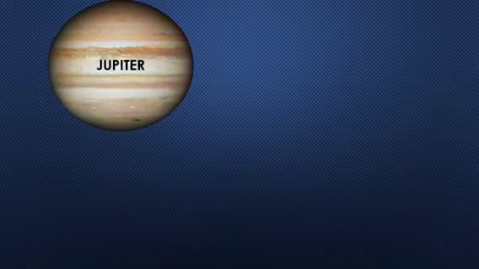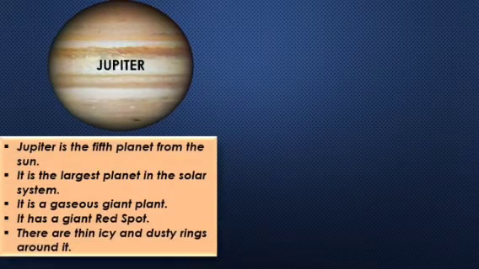Jupiter. Jupiter is the fifth planet from the Sun. It is the largest planet in the solar system. It is a gaseous giant planet. It has a giant red spot on it. There are thin, icy, and dusty rings around it. Children, which is the largest planet in the solar system? Jupiter is the largest planet in the solar system.